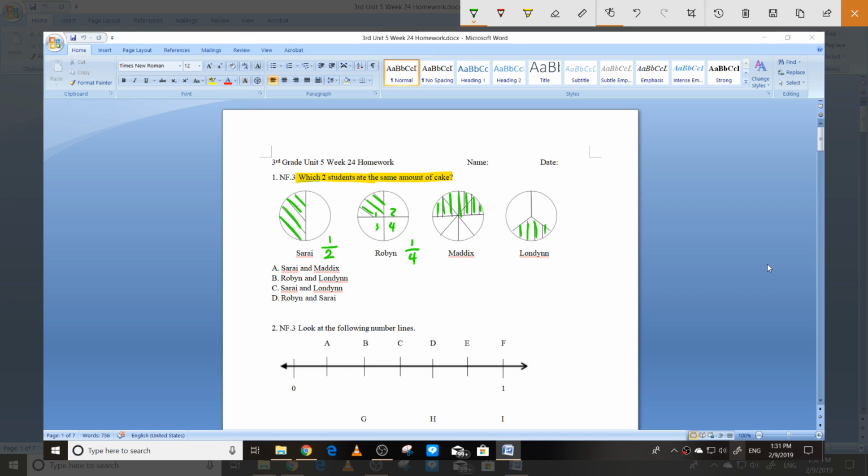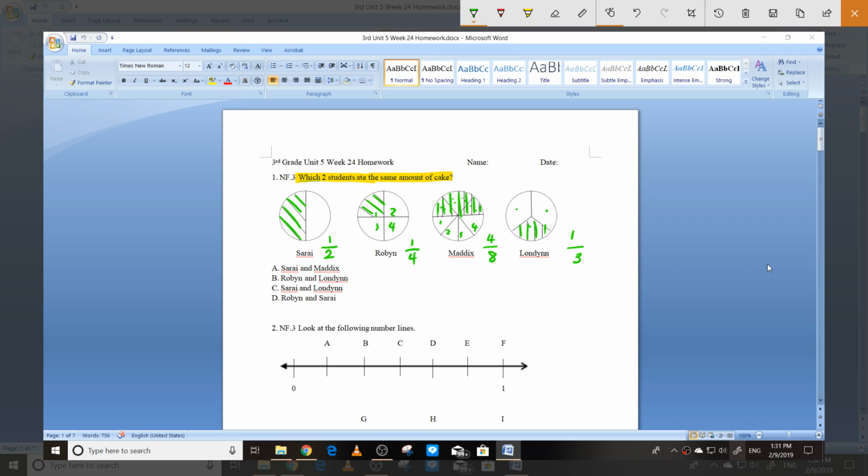Maddox's cake was divided into one, two, three, four, five, six, seven, eight. Eight pieces, so eight goes in the denominator. How many pieces did she eat? One, two, three, four. So four pieces. For London, there are three pieces in total, and London ended up eating one of them.